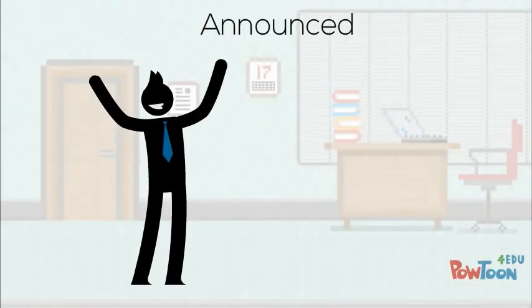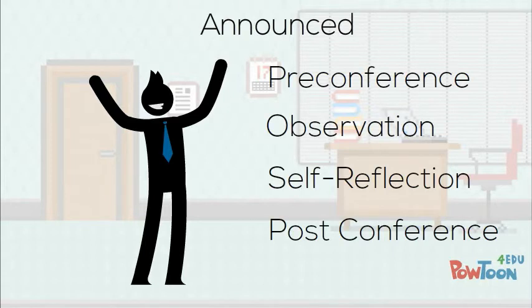Let's tackle the announced observation. The announced observation consists of 4 parts. First, the preconference, followed by the observation itself, then the teacher candidate self-reflection, and finally, the postconference.